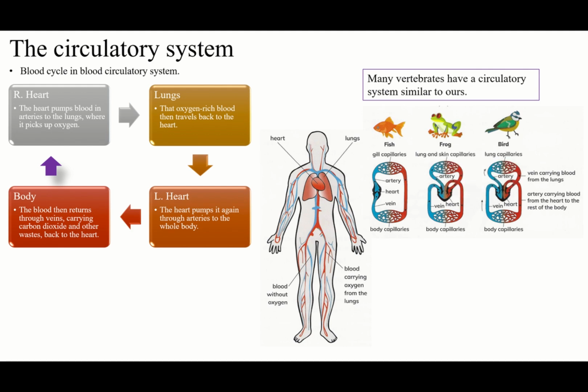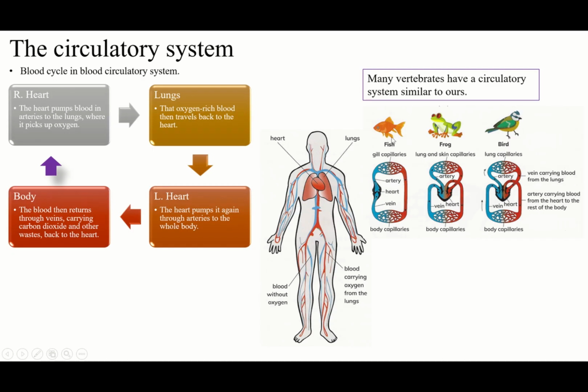Many vertebrates have a circulatory system similar to ours. That one is kind of more detailed, but for your age we can say some animals. But if you know the vertebrate part, it's better. Some of the vertebrate animals have a circulatory system similar to ours. Like what? We have some examples. As you see from the picture, like fish, like frog, like birds.